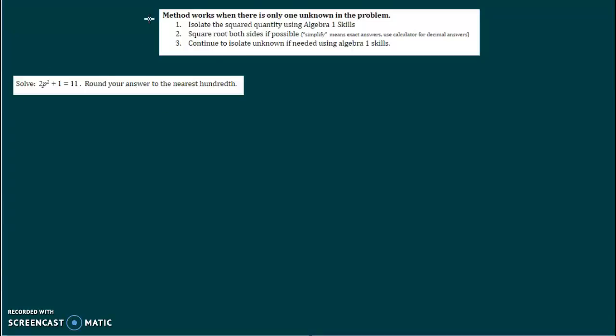Another problem where we are going to be able to use a technique from Algebra 1 because we just have that one lonely little p squared in the problem. This one does say, though, to give a decimal answer, so I did want to talk a little bit about what that looks like when done correctly. We are going to use Algebra 1 skills of using order of operations in reverse to undo what was done.